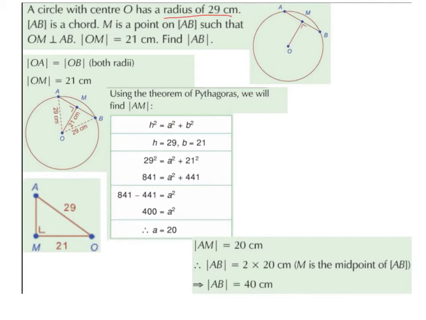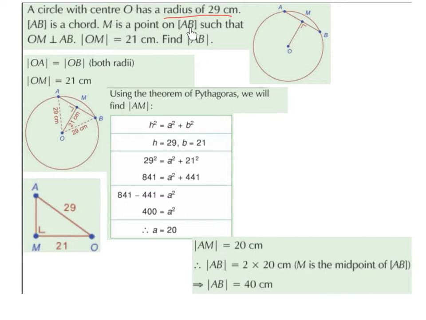AB is a chord. So from A to B is a chord. A chord is a line that cuts through a circle but does not necessarily go through the center. If a line cut through the center of a circle, it would be a diameter. So this is a chord.